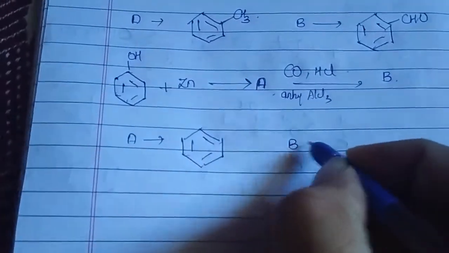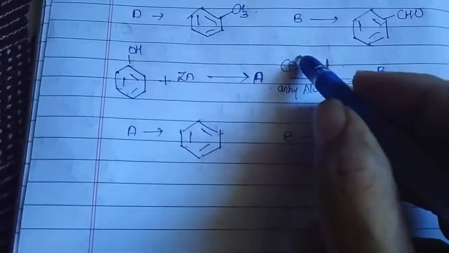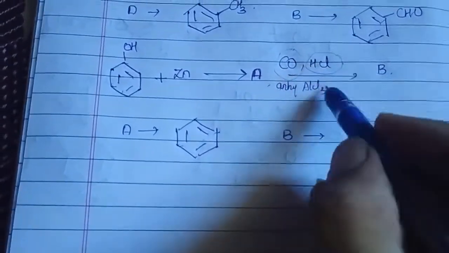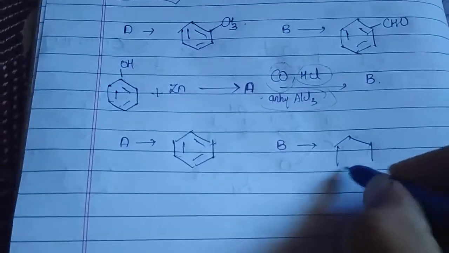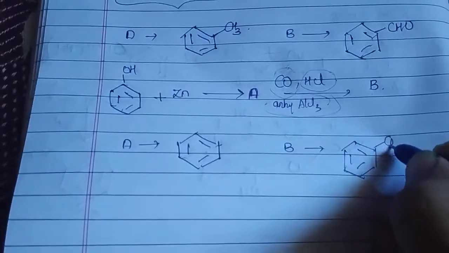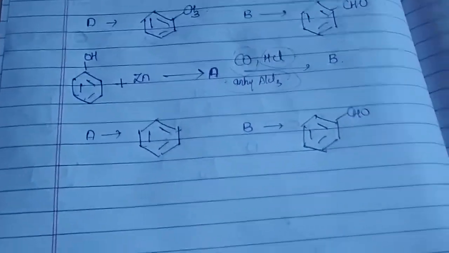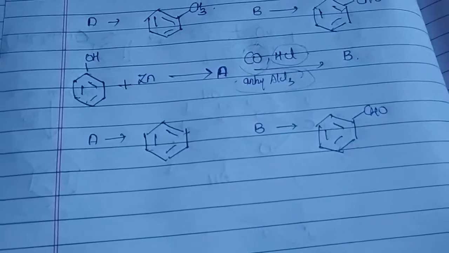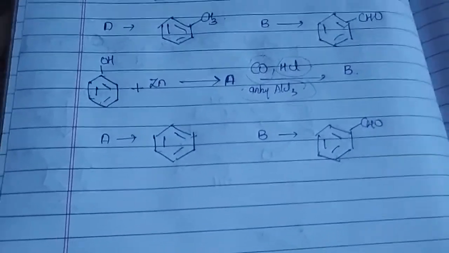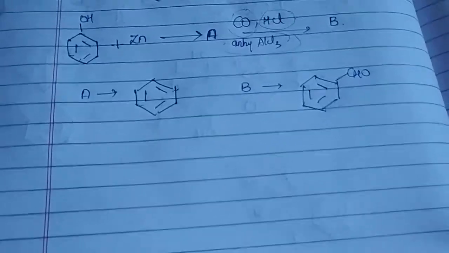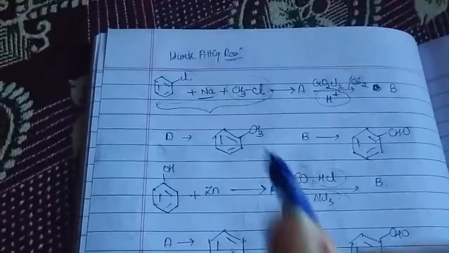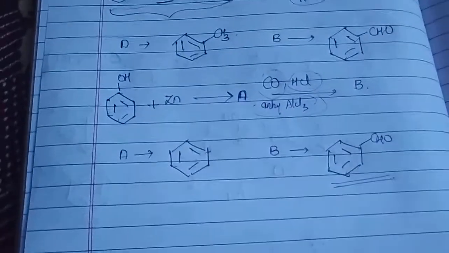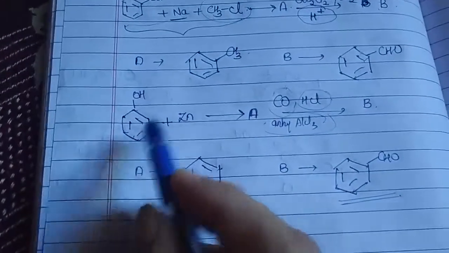What about your B? Just now we have seen the Gatterman-Koch reaction: when benzene is treated with carbon monoxide and HCl in the presence of anhydrous AlCl3, we will be getting our benzaldehyde. Can you see how we are relating the reactions? So this is the way of understanding your organic reactions. If you're dealing with one chapter, don't forget the other chapter. Try to revise those chapters by seeing these reactions itself. See, by using the Etard reaction, I have also now revised my Wurtz-Fittig reaction. Yes, by seeing the Gatterman-Koch reaction, I have also now revised my reaction of phenol in the presence of zinc dust.